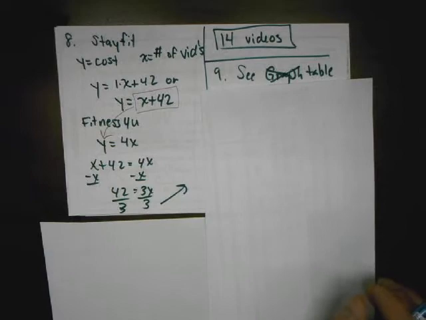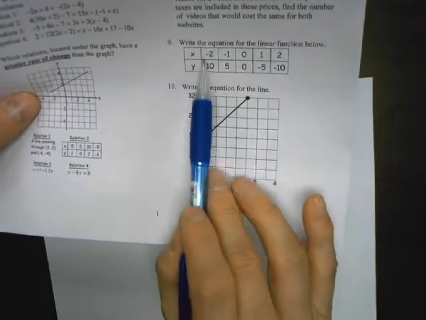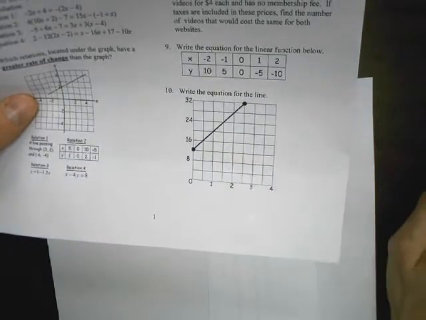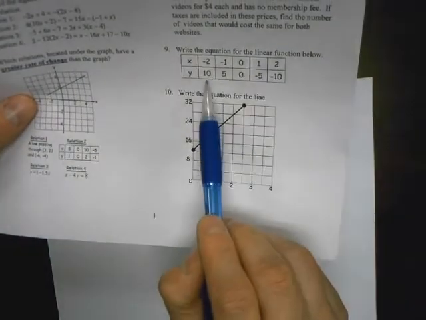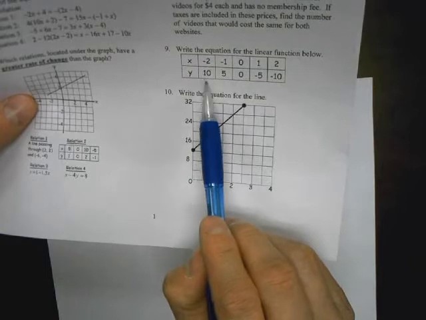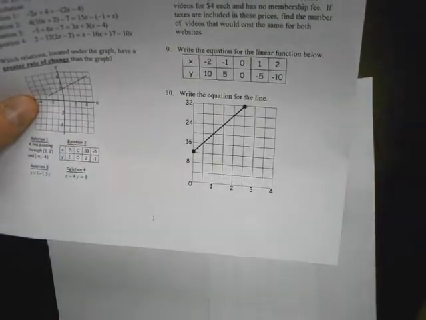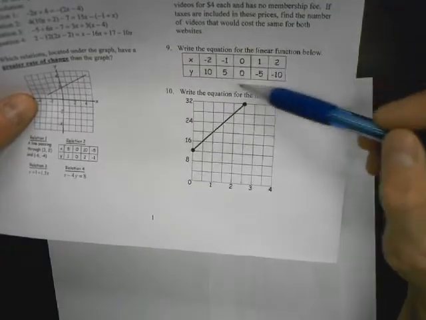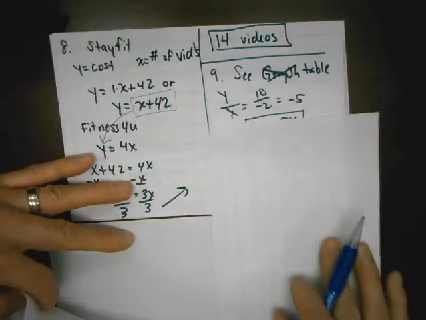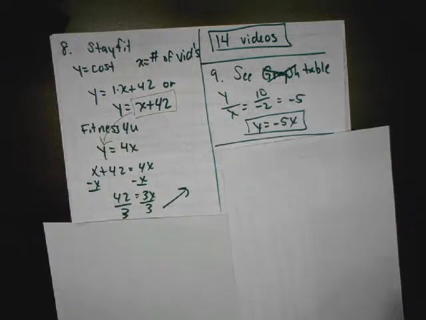So for number 9, we have a table. And if you see, first of all, if you know this is a line and you see that your x's are in order, it's very easy to get the equation. Okay, so I just see what's the constant rate of change. It's changing by, looks like it's going down by 5 every time. So the slope is -5. And look, I can see my y-intercept right there, right? It's (0, 0), so it's proportional. So my equation has to be y equals -5x.